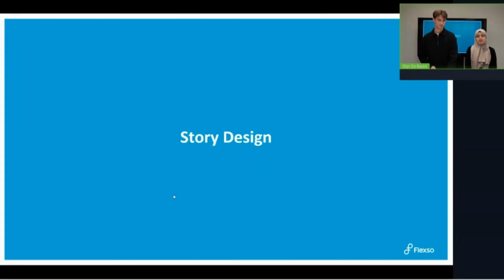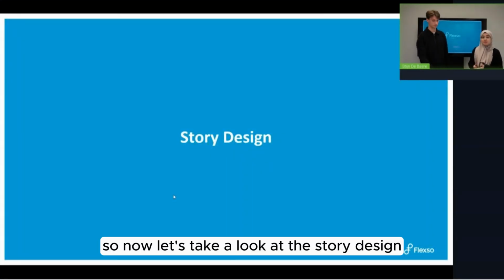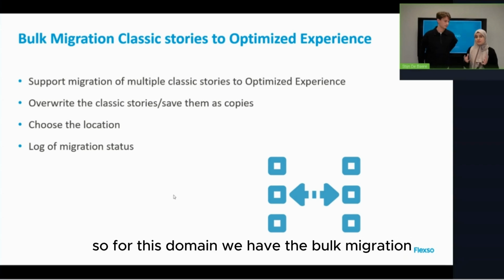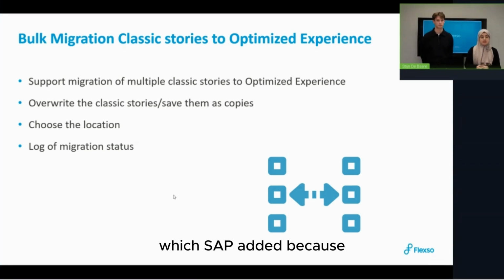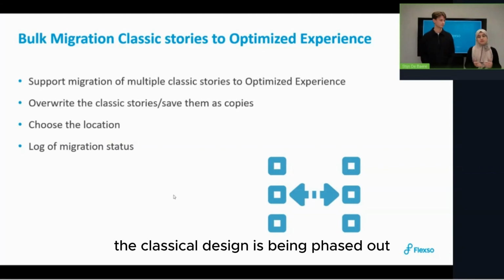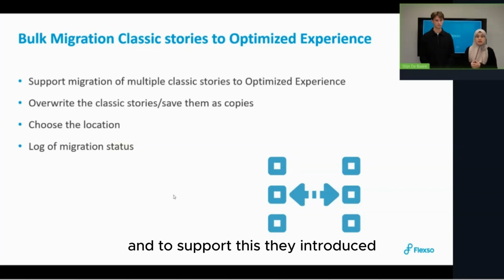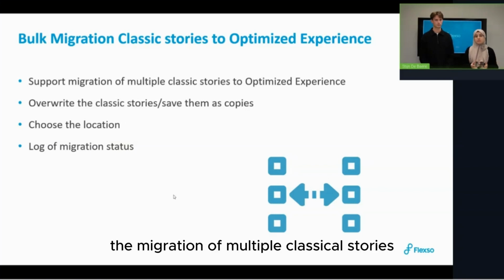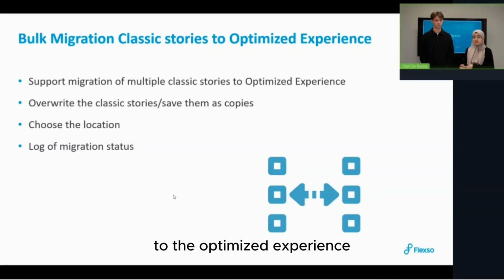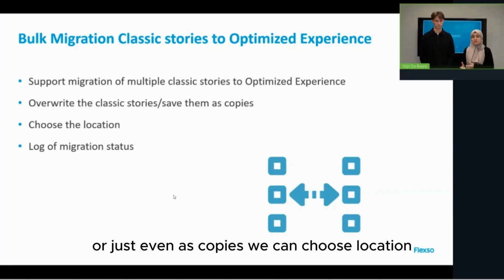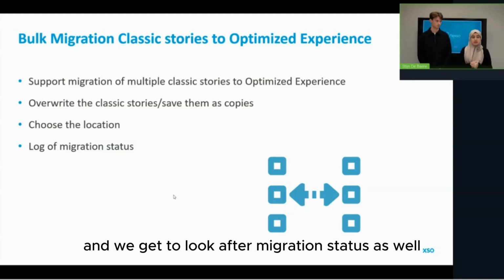Indeed. So now let's take a look at the story design. For this domain, we have the bulk migration, which SAP added because the classical design is being phased out. So SAP is encouraging everyone to use the optimized design. And to support this, they introduced the migration of multiple classical stories to the optimized experience. And within this feature, we can overwrite the classical story or just save it as copies. We can choose a location and we get to log the migration status as well.